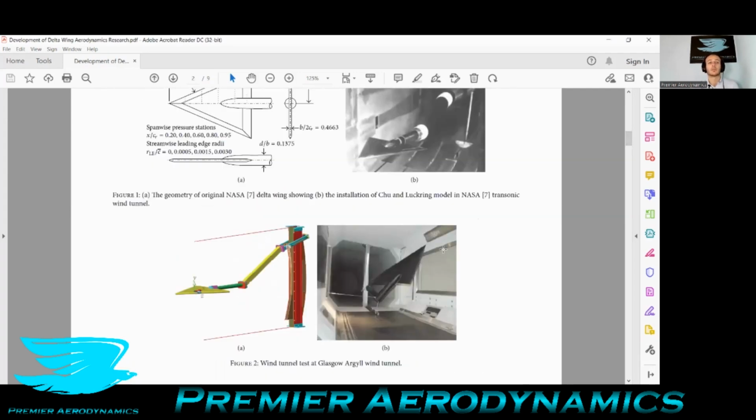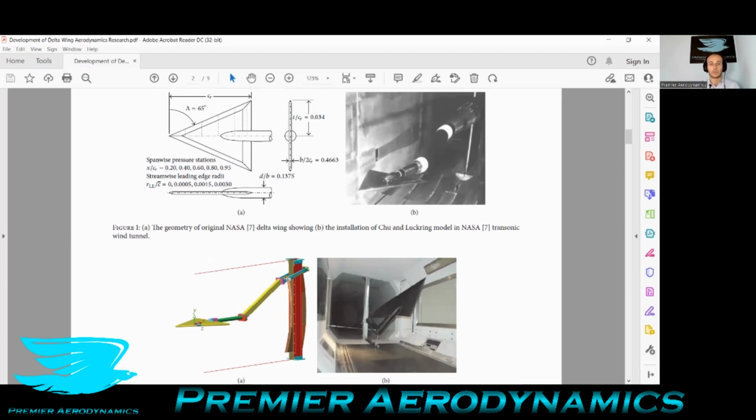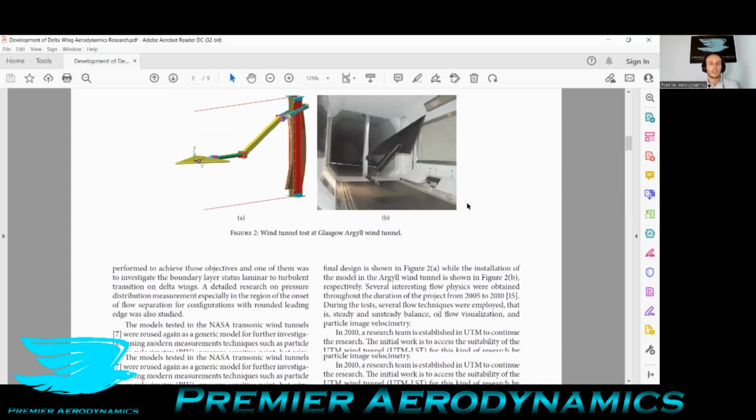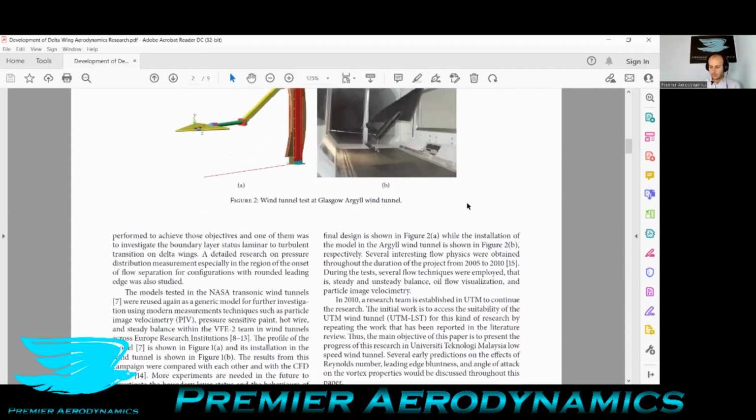In this, they looked at this triangular shape. The triangular shape is positioned so that the point is pointing straight into the flow, and then to generate lift, it's the typical flexing up or down, so pitching.